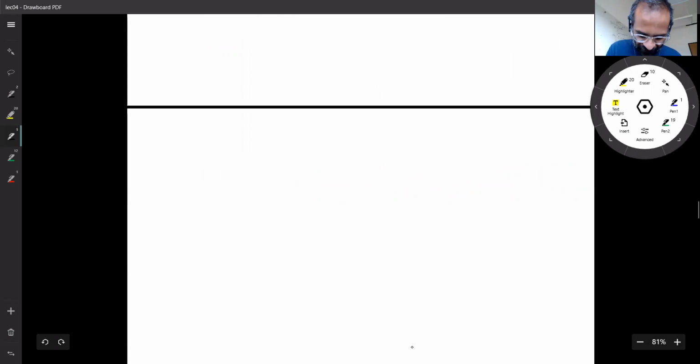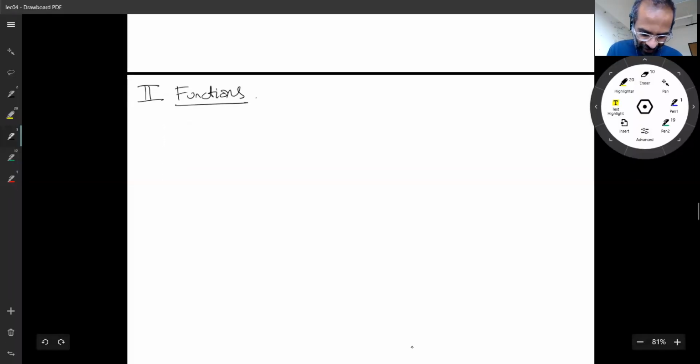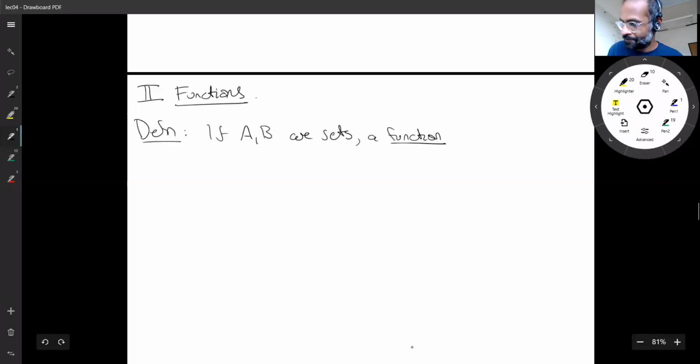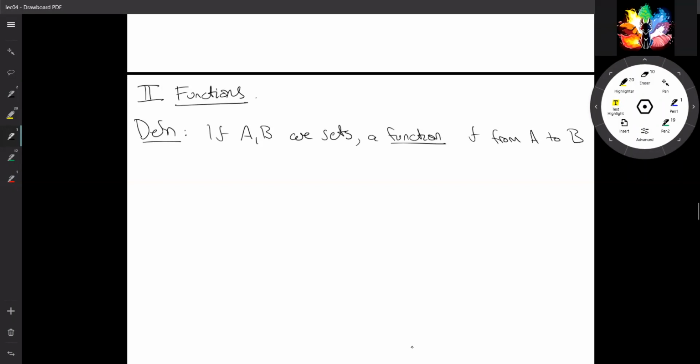Okay, so I want to say a little bit about functions. Functions are something you're used to looking at in calculus, but let me now formally define it. So if A and B are sets, a function f from A to B.